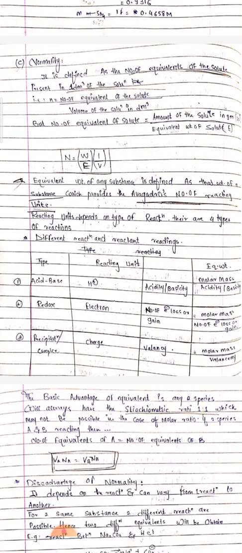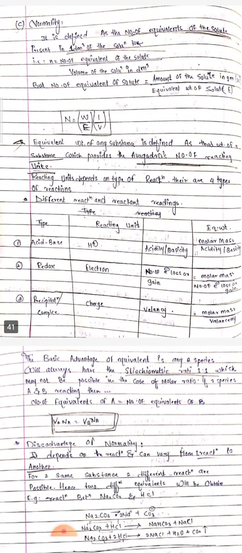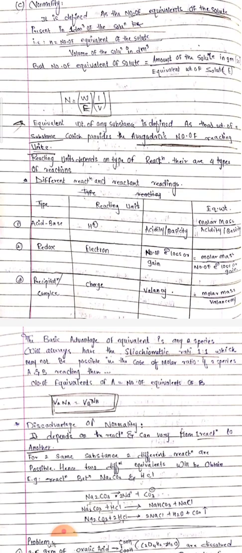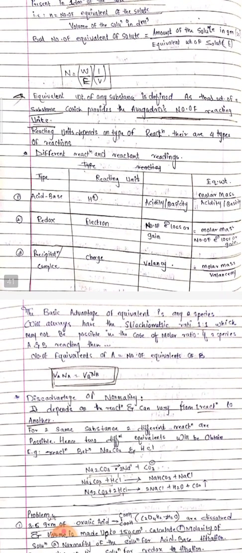Equivalent weight of any substance is defined as the weight of the substance which provides Avogadro number of reacting units. The reacting unit depends upon the type of reaction. There are four types of reaction: acid base, redox, precipitation, and complex. In an acid base reaction the reacting unit is H+, so you can determine the equivalent in terms of acidity or basicity.